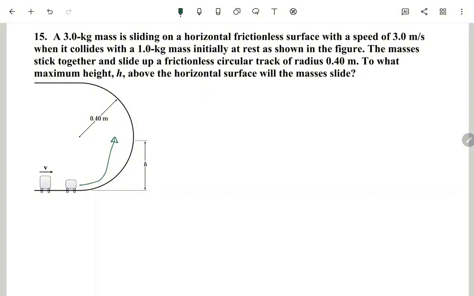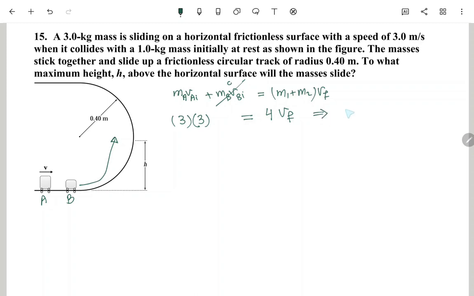Now momentum is conserved, so M1, it's named MA, VA initial plus MB, VB initial. Now this one is A and this is B, equal to M1 plus M2 times V final. Now this one is initially at rest, so the 3 kilogram mass with speed equal to 3 equals 3 plus 1, which is 4, times V final. From this one here, V final will be equal to 9 over 4 meters per second, or V final equal to 2.25 meters per second.